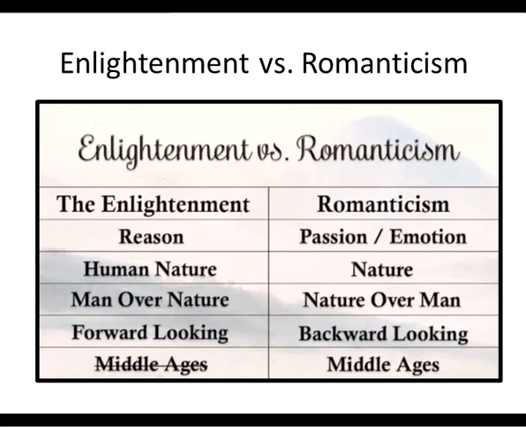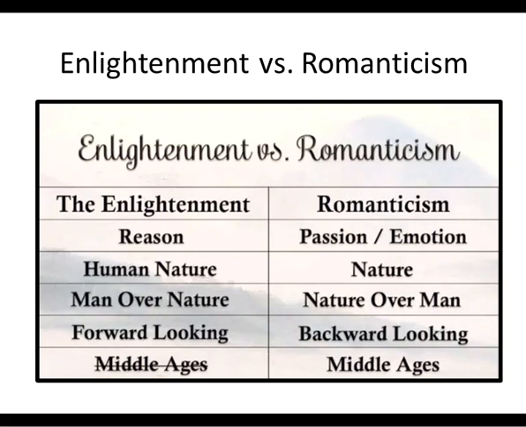So let's compare the Enlightenment versus the Romanticism period. In the Enlightenment, the focus was about reason. For Romanticism, it was about passion and emotion. In the Enlightenment, human nature was the focal point. We, man. Whereas in Romanticism, it wasn't about man, it was about nature itself. Nature was important. During the Enlightenment, man could subdue nature, man over nature. Whereas during the Romanticism period, nature over man. We don't need to build cities. We need to live harmoniously with nature.